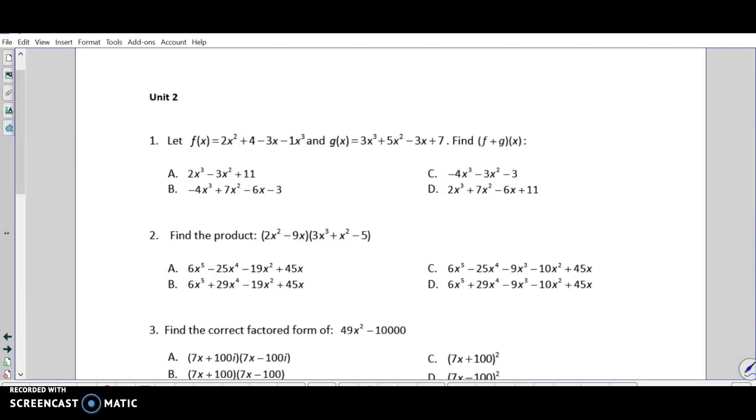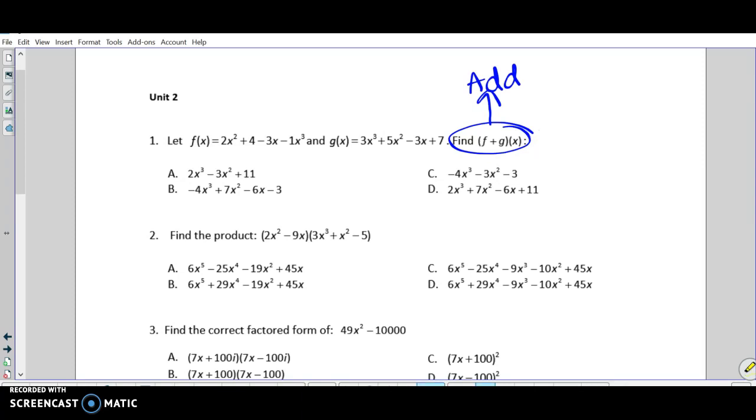Alright, Unit 2, last and final unit. So, this form right here, all it is telling you is to take those two polynomials, f and g, and add them. When you add polynomials, all you have to do is combine like terms. So, for instance, on the first one, I would start with the highest exponent because I want it to be in standard form anyways.